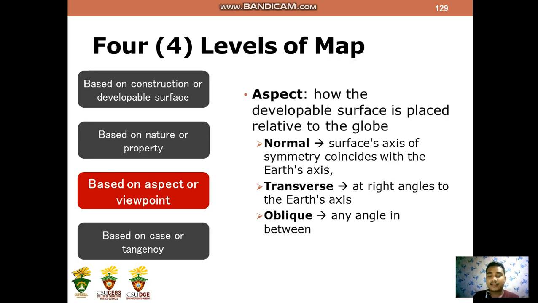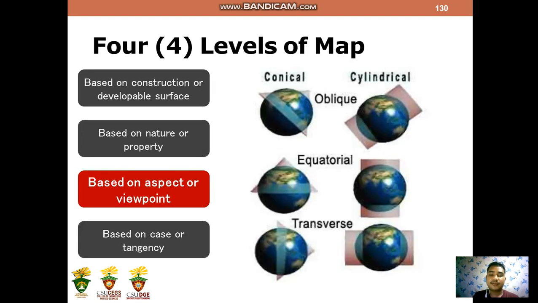For transverse, it is at right angles to the Earth's axis. The normal cylinder stands upright and touches the equator, while the transverse is at right angles to the Earth's axis, so 90 degrees, and what it touches now is the meridian. For oblique, it is at any angle or in between. In the earlier example with the conical, at any angle it is oblique, wherever you place it, as long as it is tilted.